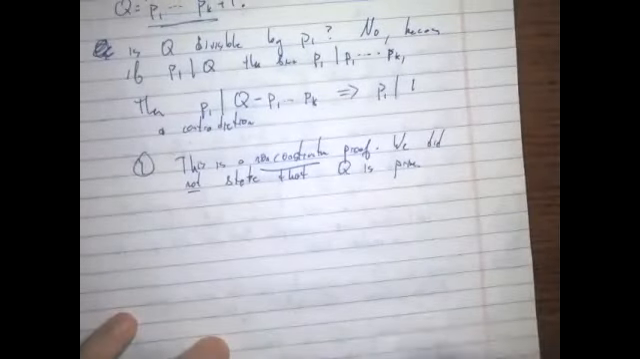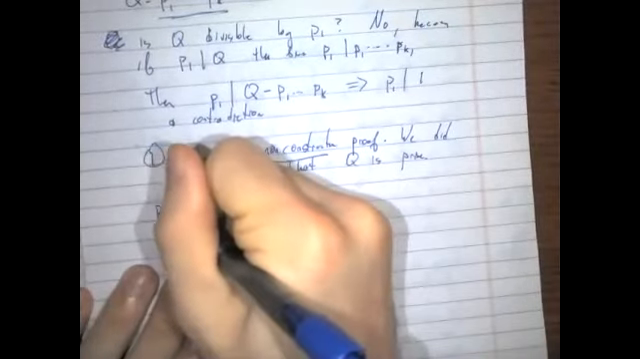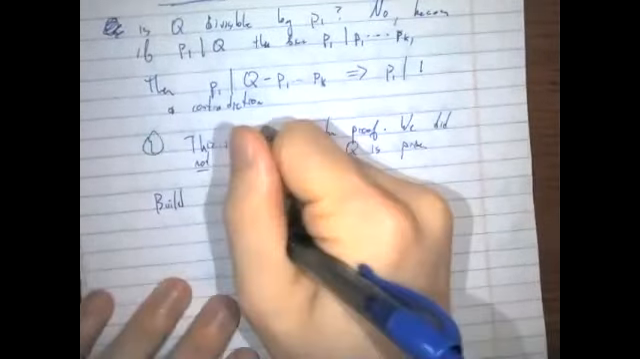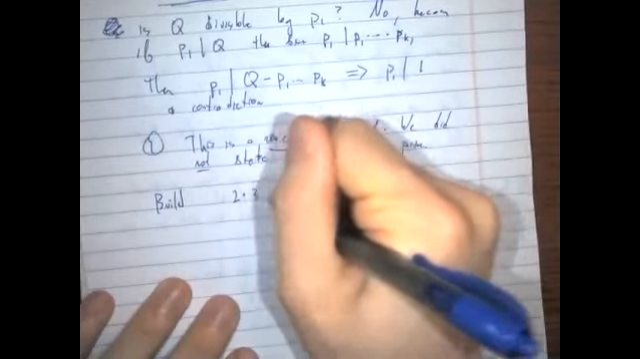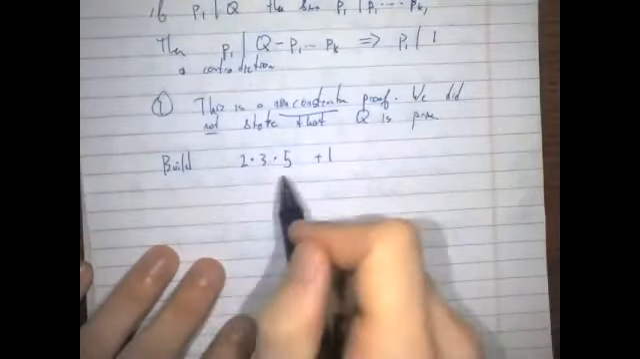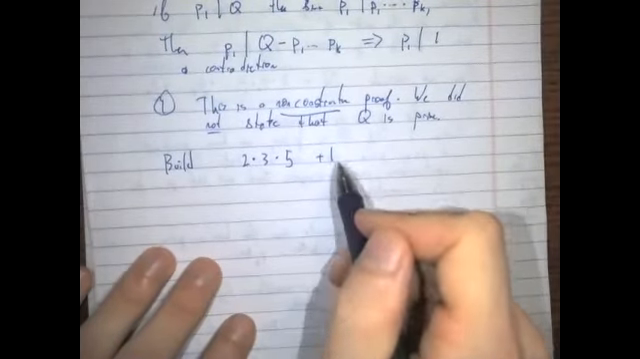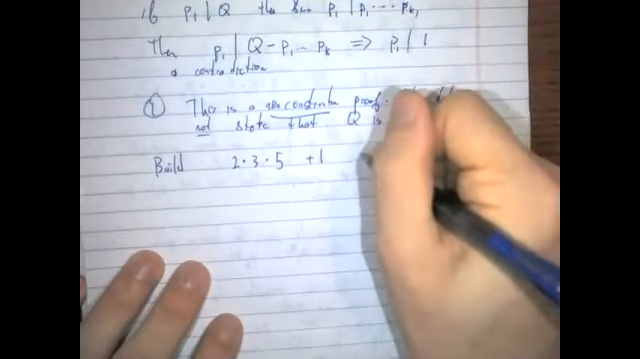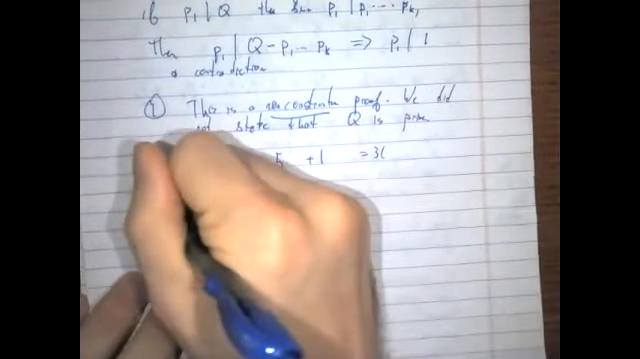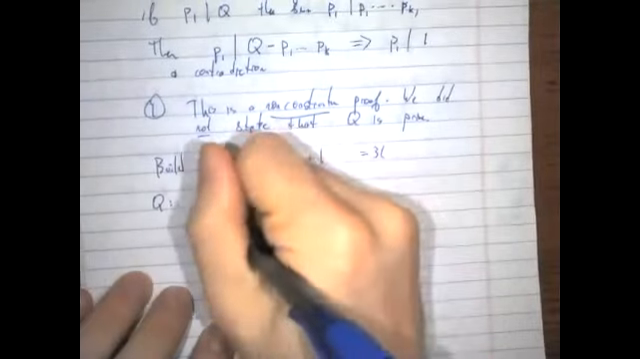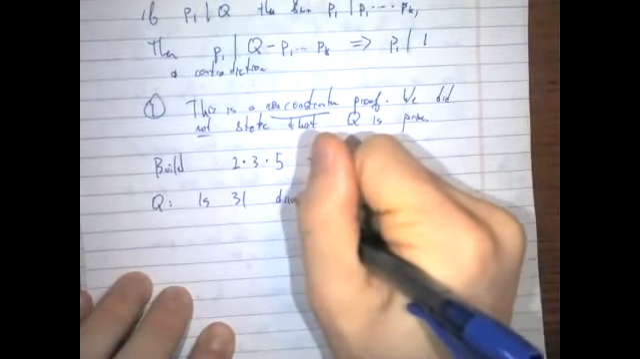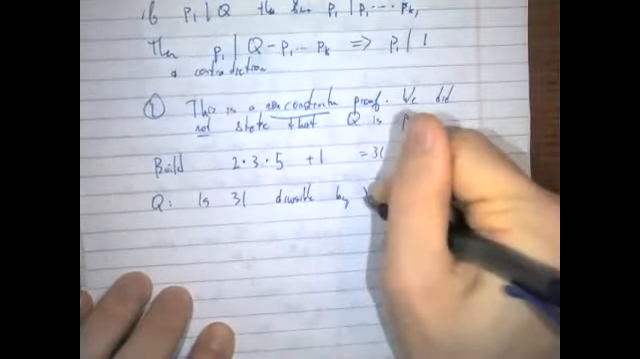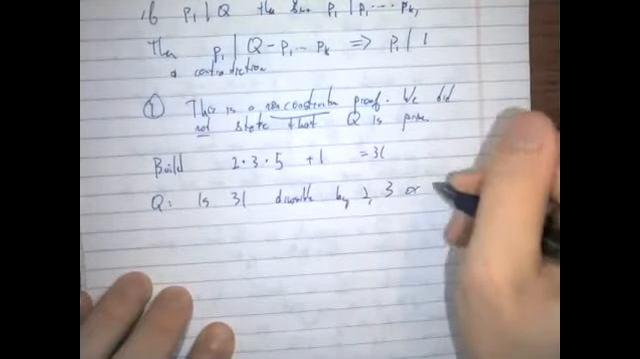Let's do some examples. So let's build a number: 2 times 3 times 5 plus 1. So this is some collection of primes plus 1. This is actually equal to 31. My question is, is 31 divisible by 2, 3, or 5?